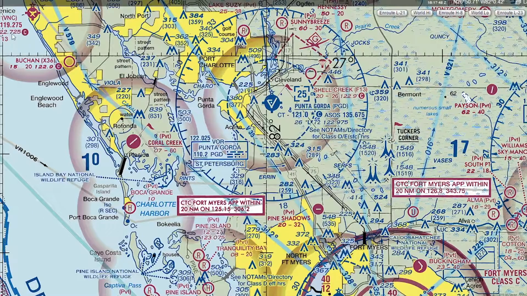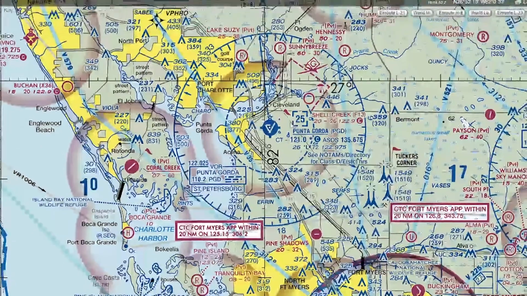And same thing in Venice, you can see that the FBO also uses this as the Unicom frequency, as well as the CTAF. Typically, towered airports don't want you calling over tower frequency for things like rental cars and stuff like that, so they have a separate frequency there for that.